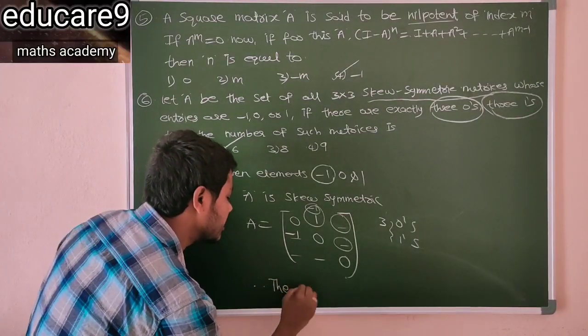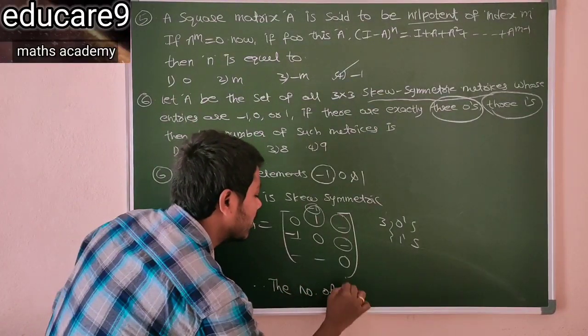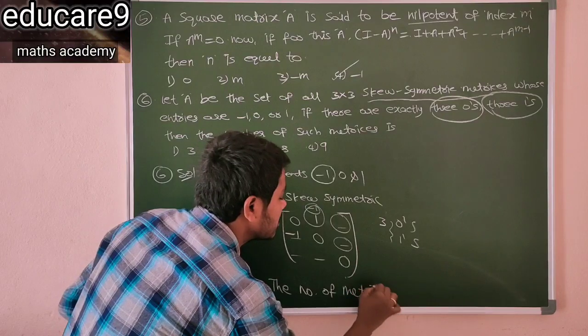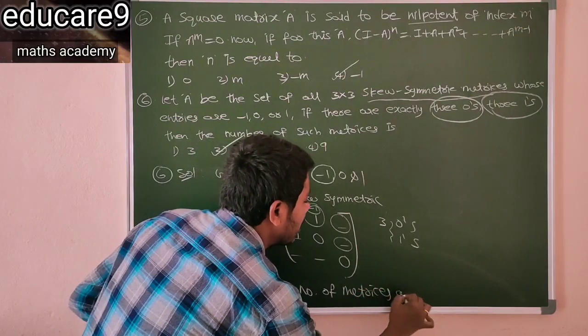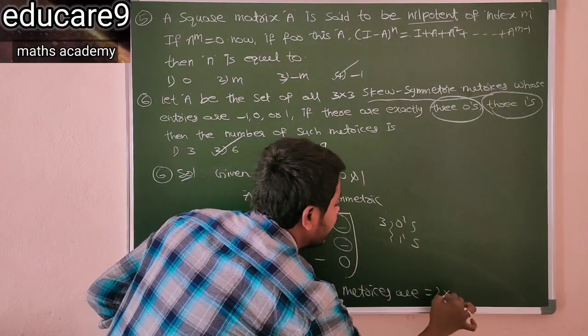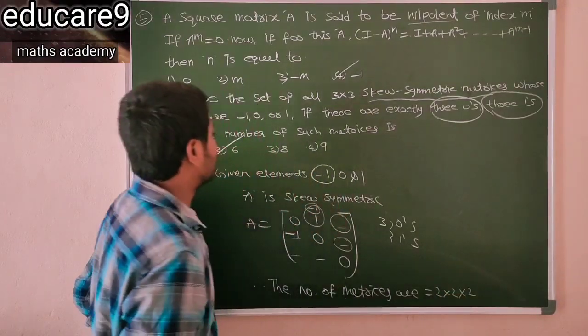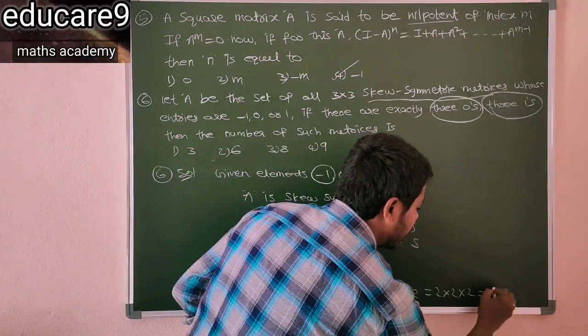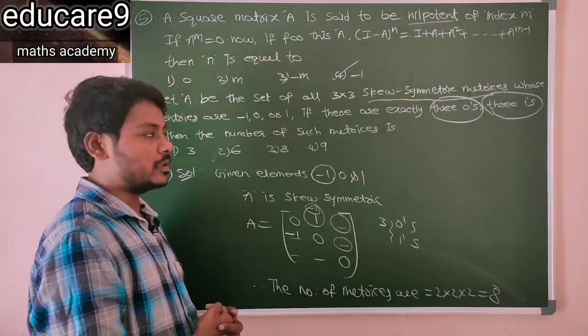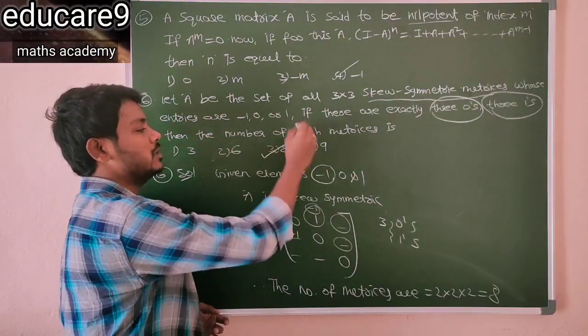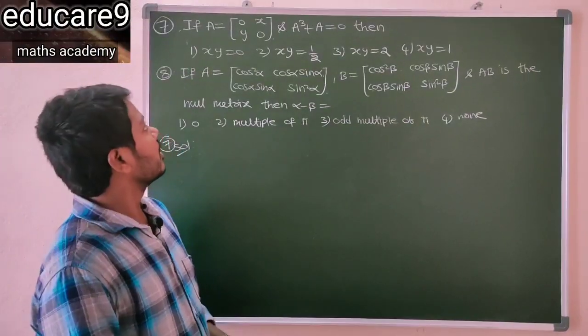Therefore the number of matrices are 2 into 2 into 2. So total 8 matrices are possible. Therefore clearly option 3. So see the next question.